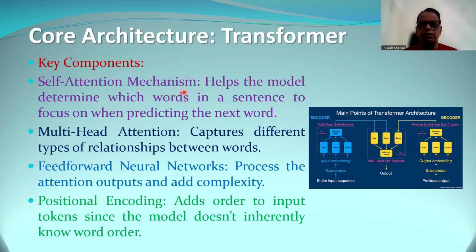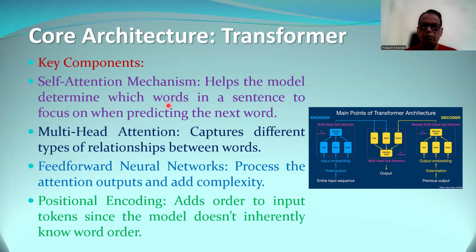Every ChatGPT model consists of a self-attention mechanism, which helps the model to determine which words in a sentence to focus on. Like human beings understand which words are important in a sentence, similarly, ChatGPT will also try to understand which words are important and which words need to be focused on.